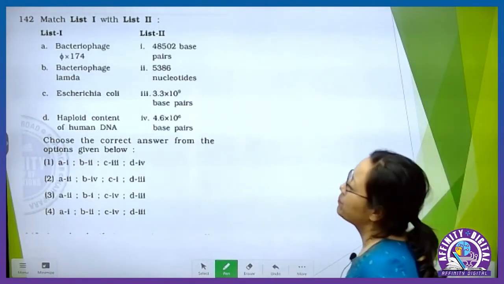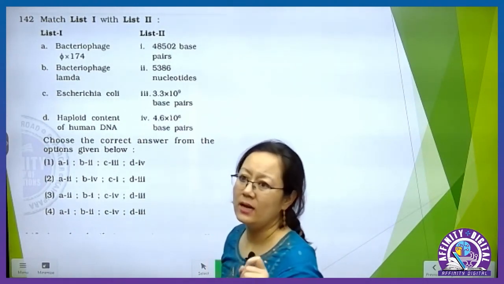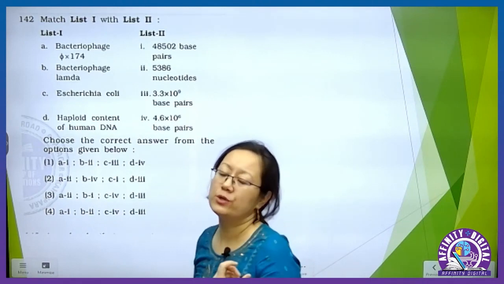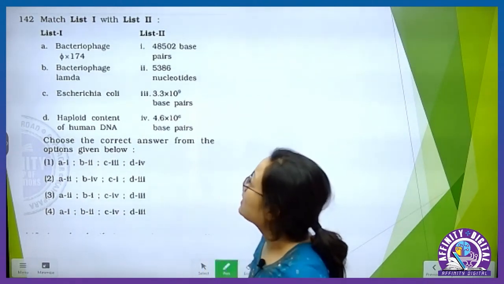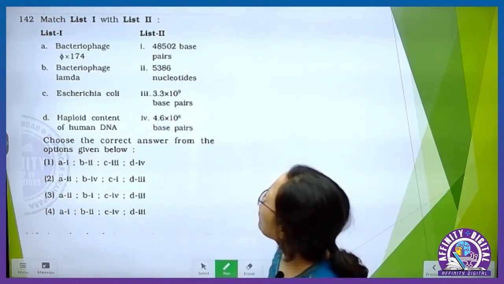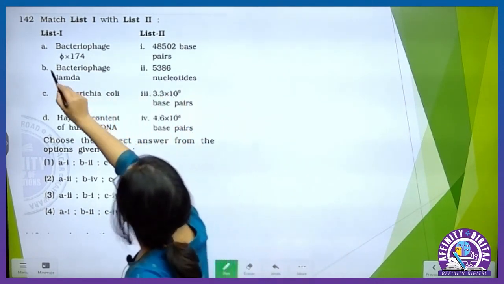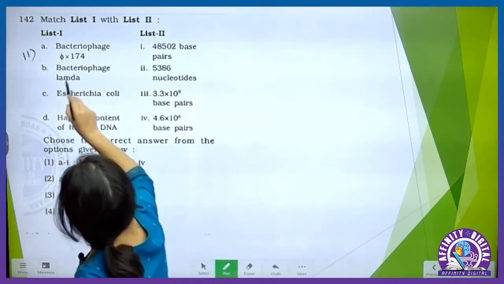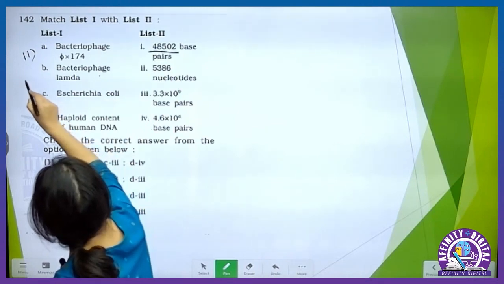Bacteriophage. Again, these are previous year's questions. Majority of them are previous year's questions. I am now only focused on previous year's questions, since you are about to appear for your entrance in the next 2 months. Bacteriophage 174 should be 5386. Lambda bacteriophage will be 48,502.